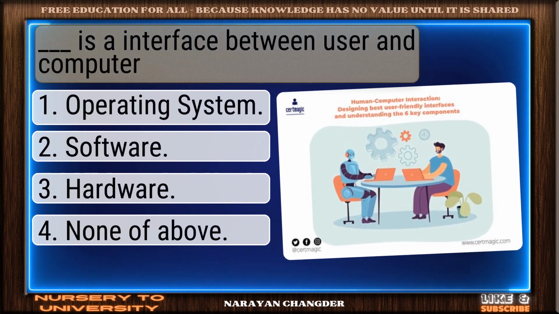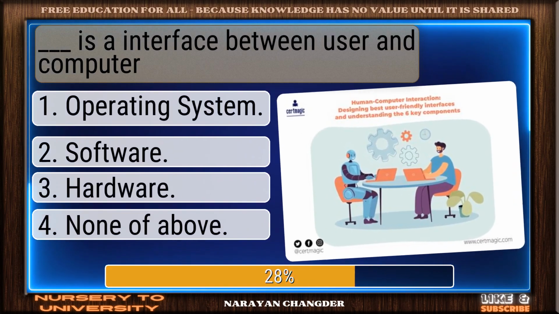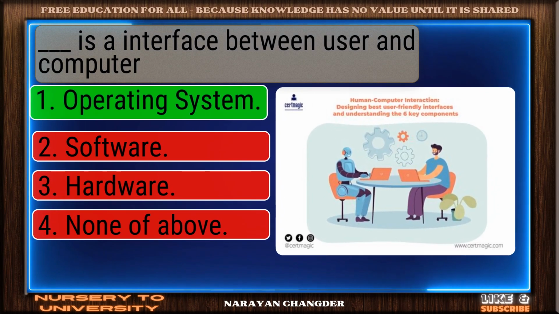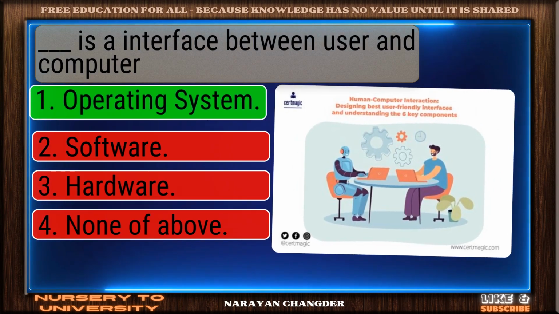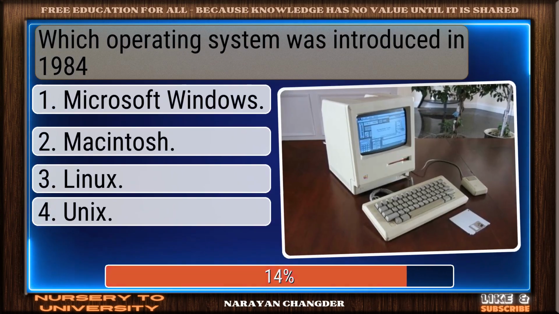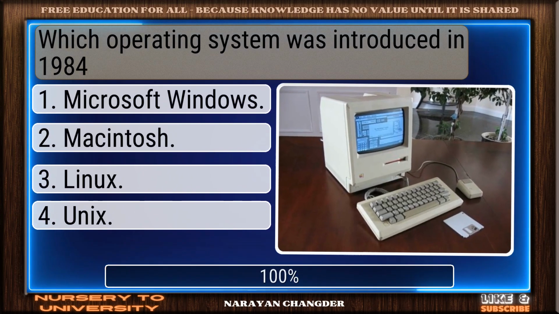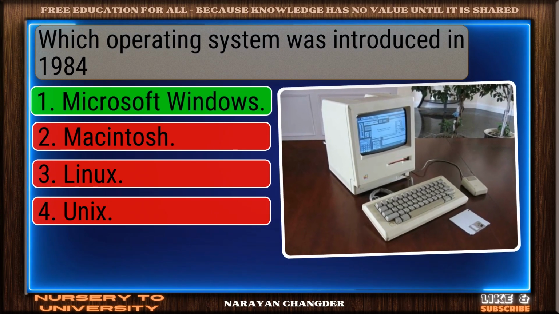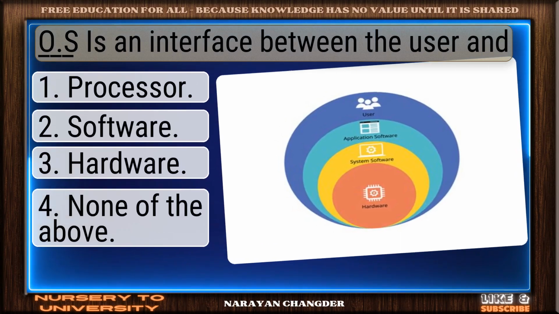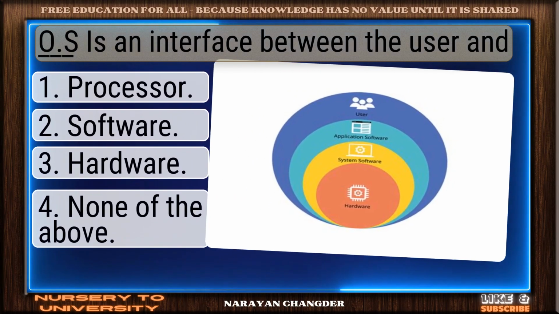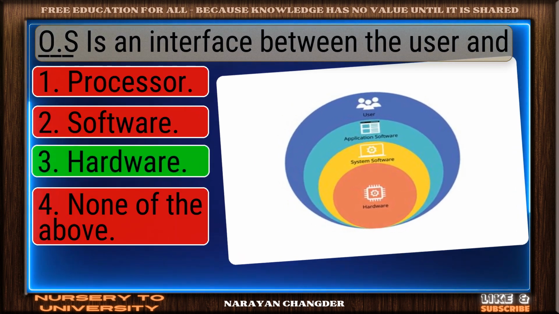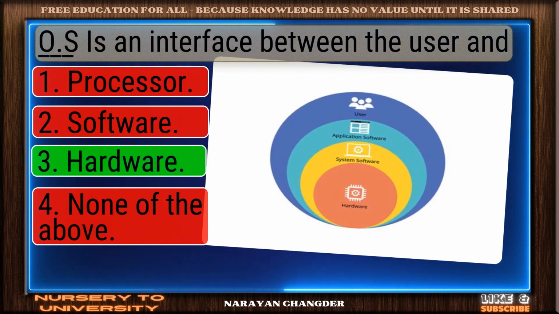Dash is the interface between user and computer. Right choice. Operating system is the best answer. Which operating system was introduced in 1984? Excellent. Microsoft Windows is a brilliant choice. OS is an interface between the user and dash. Great thinking. Hardware is the right choice.